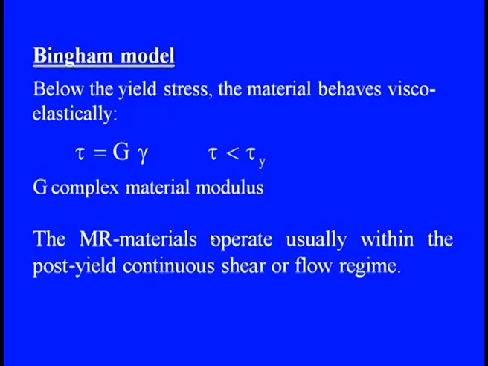This relation is clearly showing that the MR material operates usually within the post-yield continuous shear, or we can say flow regime. So, we need to check what exactly the regimes are. What is the reason? Is it below yield point or above yield point? If it is below yield point, then tau equals G into gamma, and if it is above yield point, then certainly you see here this is showing the linear behavior of that.